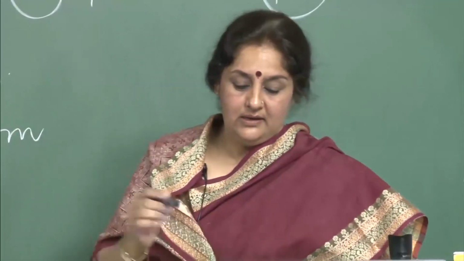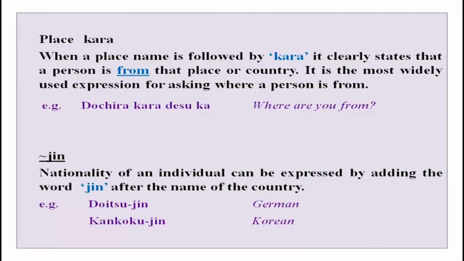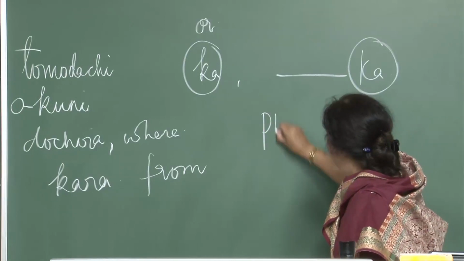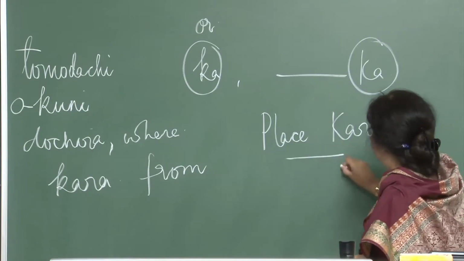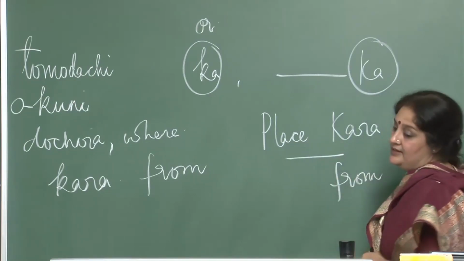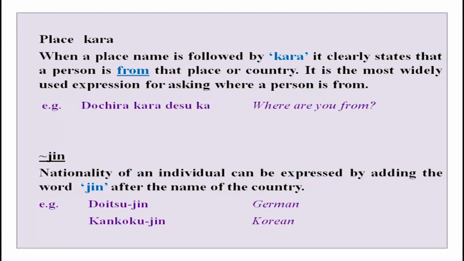Similarly, over here, okuni, kuni is country and o is a prefix used before country and some other Japanese words. For example, onamai, which we will do a little later. Whenever a place name is followed by kara, it states from. Is that all right, please? It's written over here, when a place name is followed by kara, it shows that a person is from that place or country, and it is the most widely used expression for asking where a person is from.